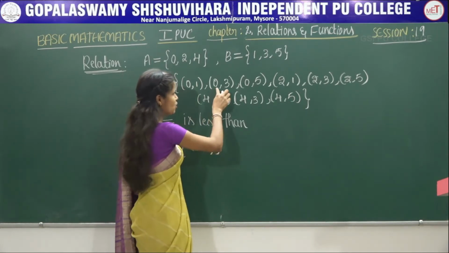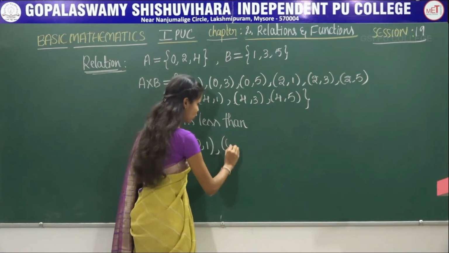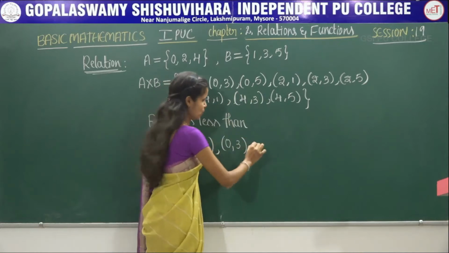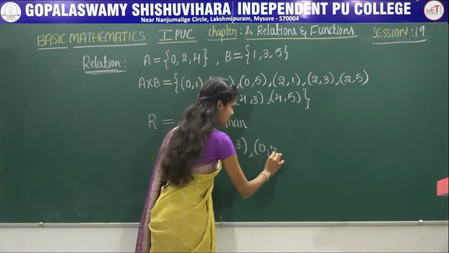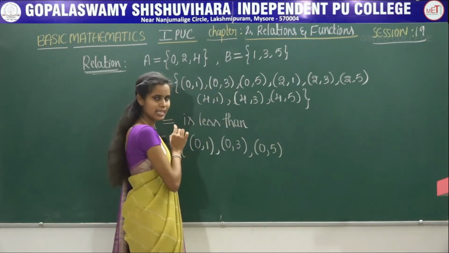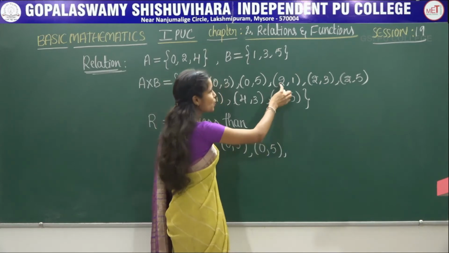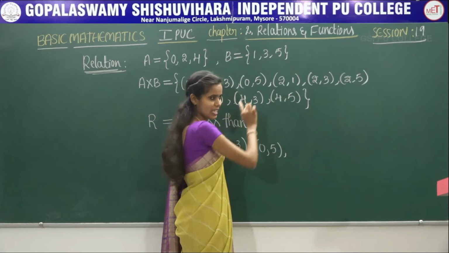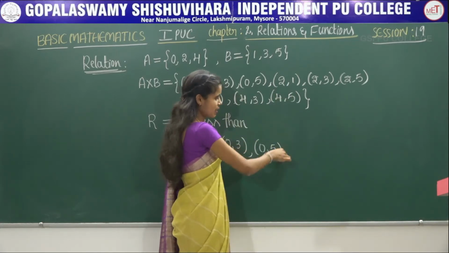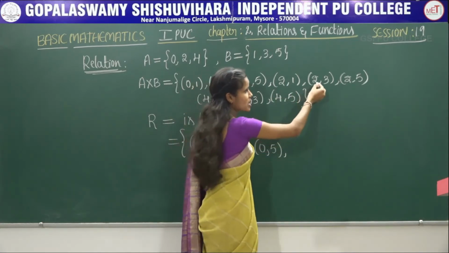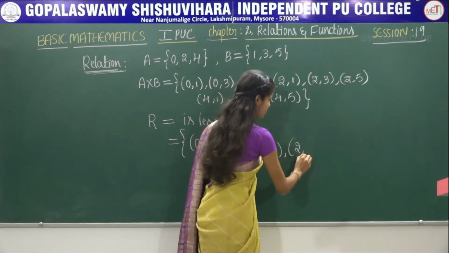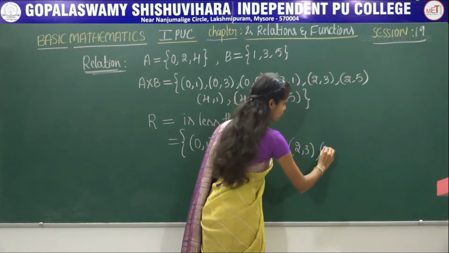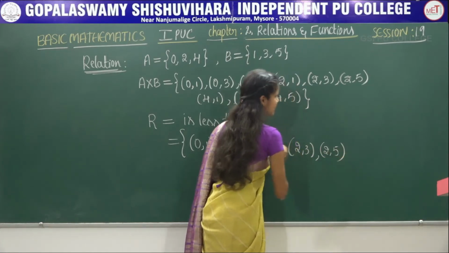Next verify: 0 is less than 3, true. Therefore (0,3) is also an element. Next, 0 is less than 5, true. Therefore (0,5) is also an element of the given relation R. Next, 2 is less than 1, false. Therefore the ordered pair (2,1) does not satisfy the condition, therefore it is not an element of the given relation. 2 is less than 3, true. Therefore (2,3) is also an element. 2 is less than 5, true. Therefore (2,5) is also an element.